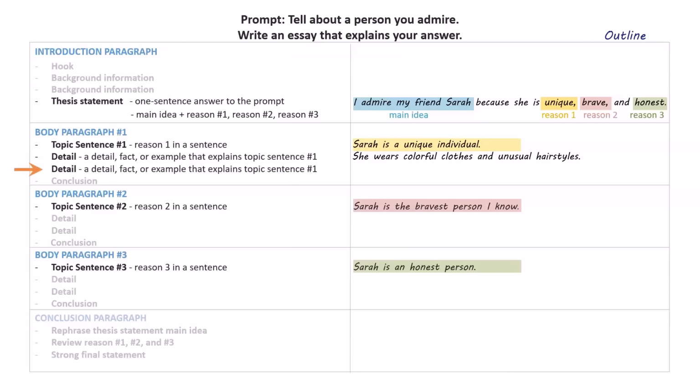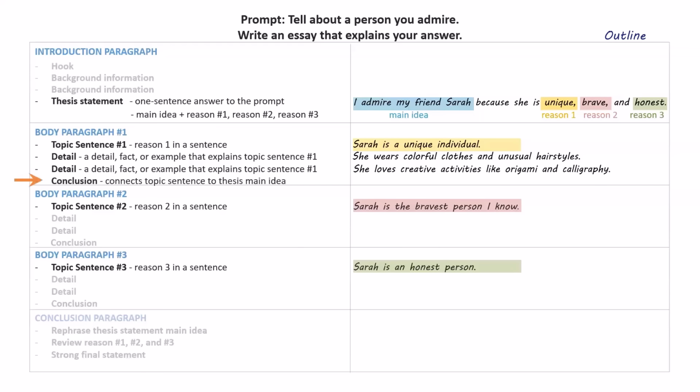She loves creative activities like origami and calligraphy. Again, those activities are not activities that everyone in the world loves. So that sentence explains to the reader another way that Sarah is unique. Now let's write our conclusion sentence for body paragraph 1.